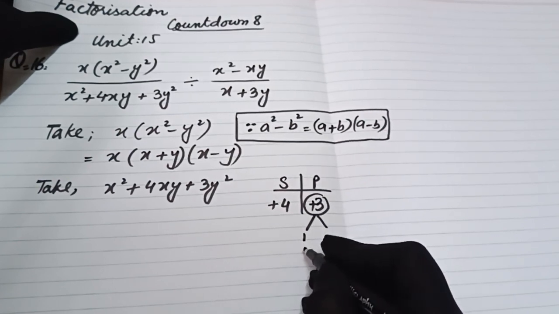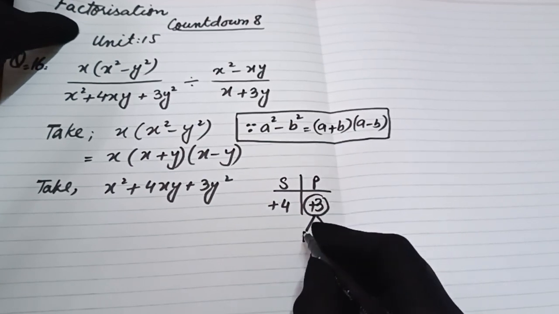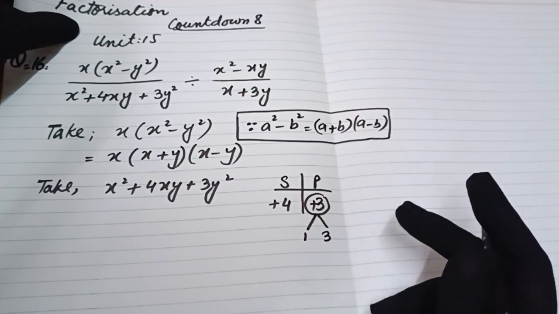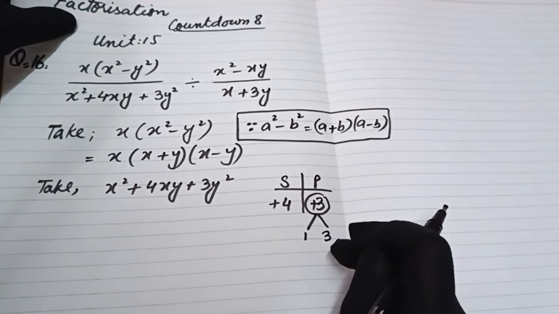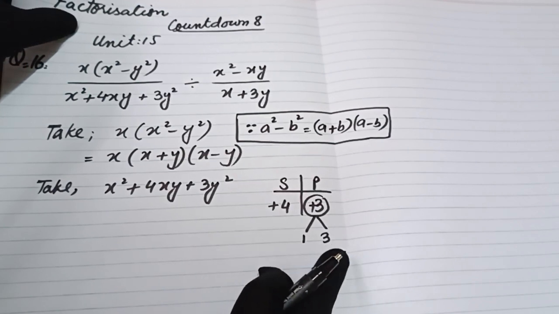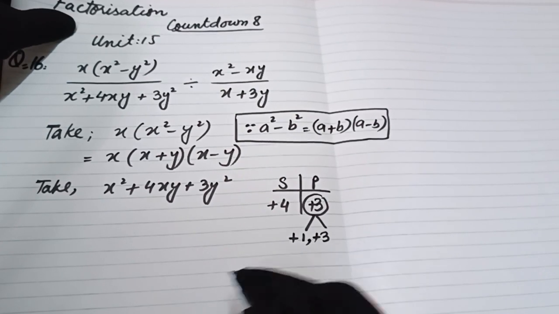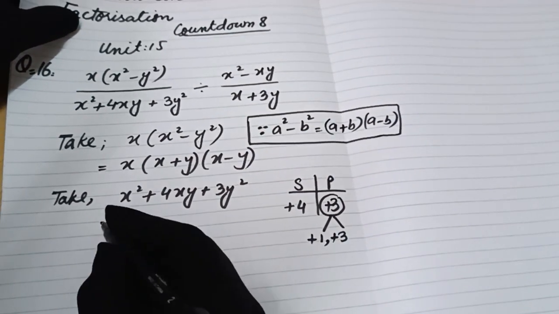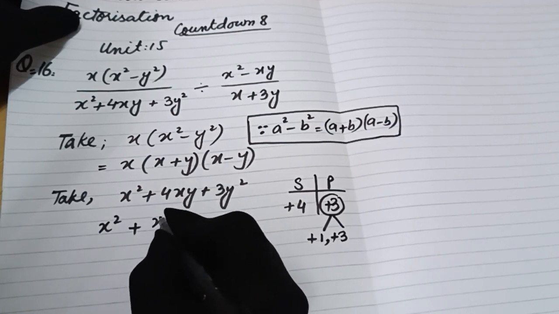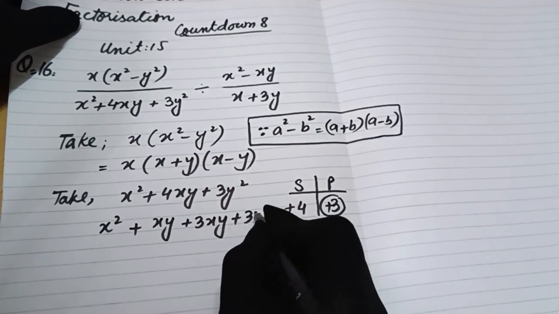1 is obviously a factor of all numbers because 1 can divide all numbers. So 3 can be divided by 1, and 1 times 3 is 3. These are the factors, and on adding these two factors we get 4 also. So when adding the factors gives this number, use this sign with both of the factors. So these are our factors. Write down here x square plus 1 times the same variable and plus 3 times the same variable.